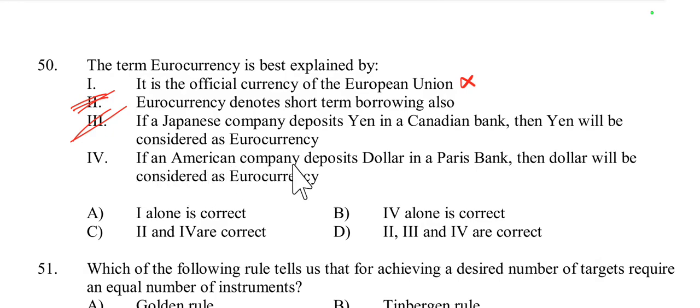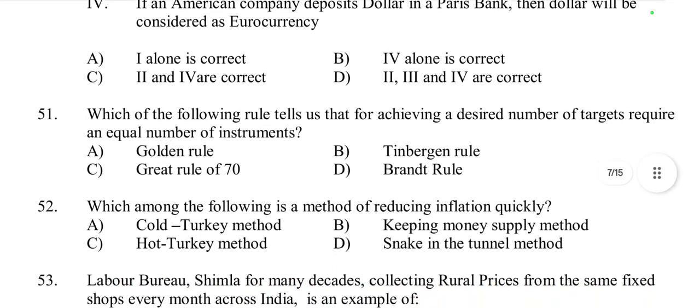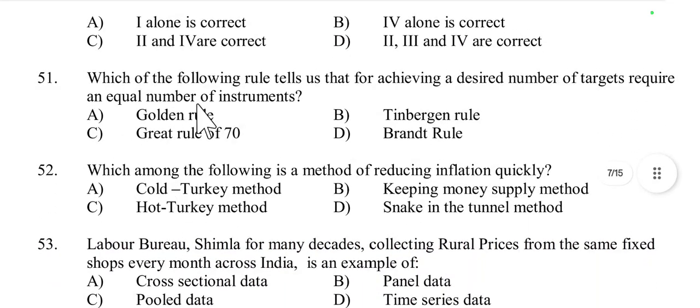Then if an American company deposits dollars in a Paris bank, yes, the dollar will be considered a euro currency. So options 2, 3, 4 are correct here. Option D is right here.